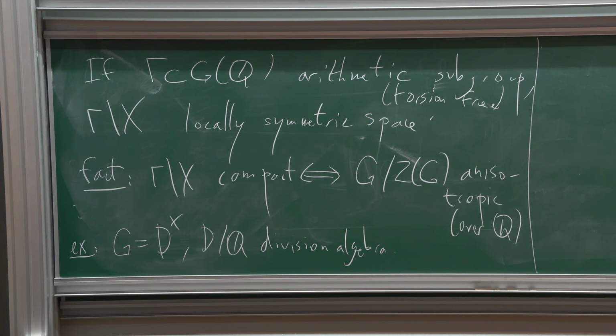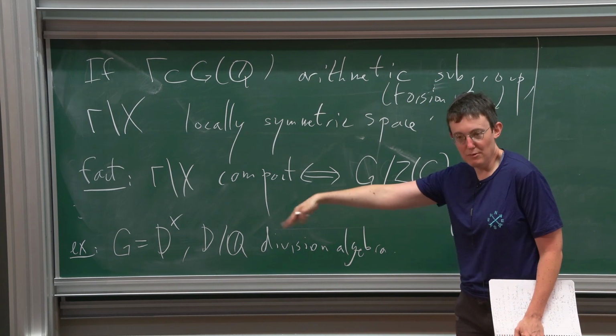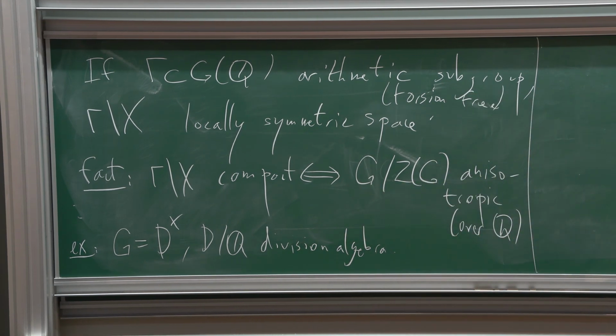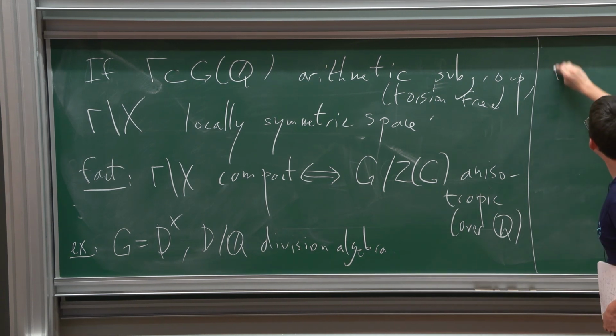Unfortunately, that is very nice. That's an inner form of GL_n. We're going to have to abandon that very soon too. But we are on the right path. Okay, then Matsushima.